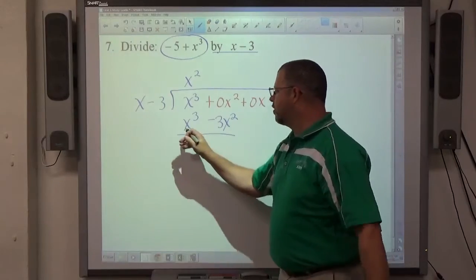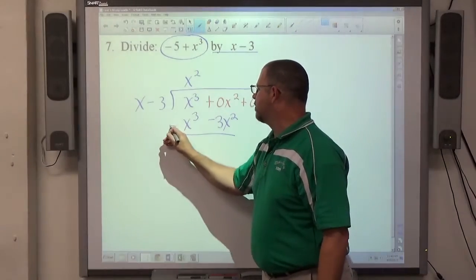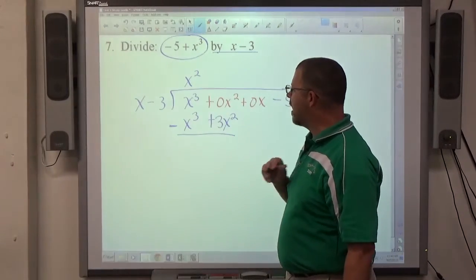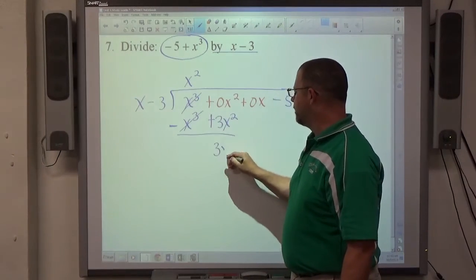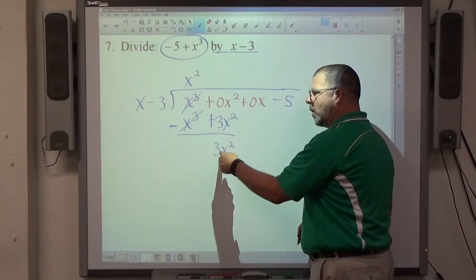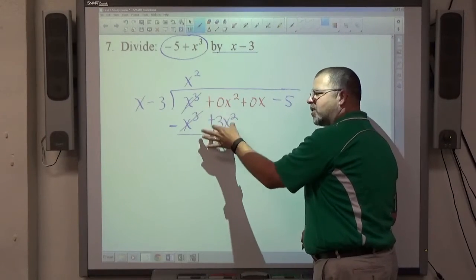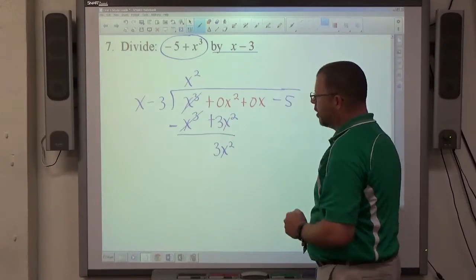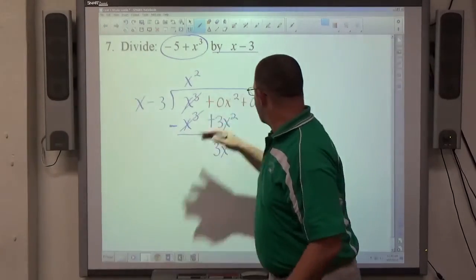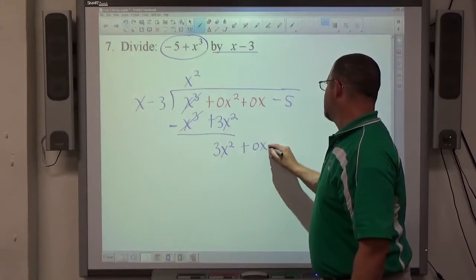Binomial product, we're going to subtract by changing both signs. X cubed becomes negative. 3x squared becomes positive. Those are opposites, they cancel. 0 plus 3 is equal to 3. Again, this 0 term had no influence on this whatsoever. It just created space that allowed me to have something to add 3x squared to, so I knew where to put it. Everything else brought down, so plus 0x and minus 5.